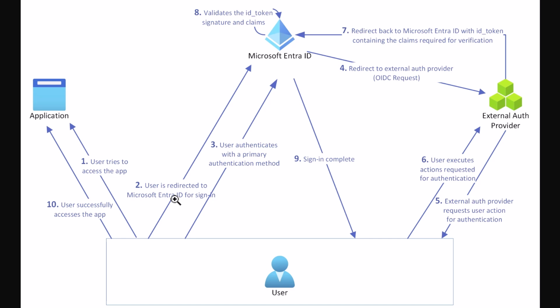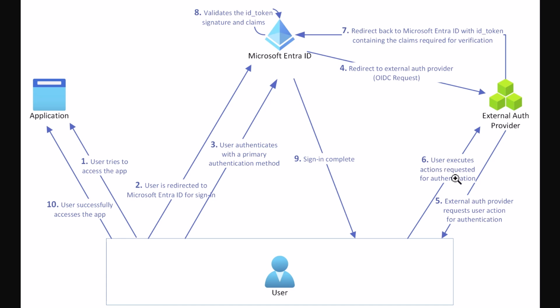User is then redirected to Microsoft Entra ID for sign-in. This is where they input the email address and password. User authenticates with the primary authentication method, which is email address and password. Then user is redirected to the external authentication provider. In our case, that's going to be Cisco DUO, where the authentication provider, Cisco DUO, requests user action. So user receives a notification on the phone to either approve or deny the sign-in request.